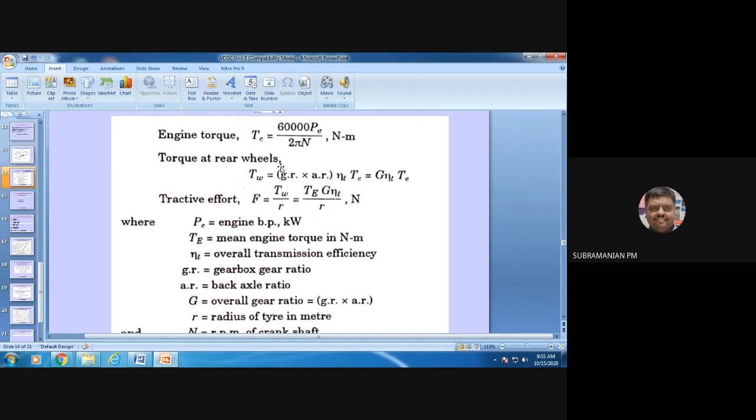What is the torque available at the rear wheel? That is at the wheel, and wheel means tire. From the engine, the torque is going to the road wheels. So how far is it changing? I'm taking engine torque because that is my input, and I take transmission efficiency into account. Then the two speed reduction devices, that is the gearbox ratio and the back axle ratio.